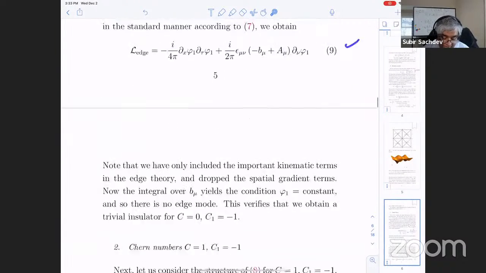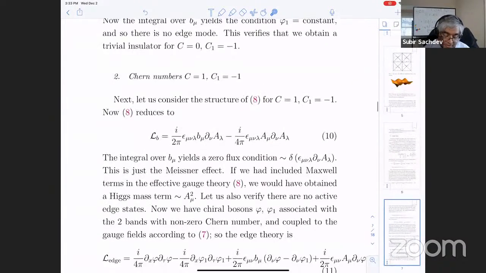So now let's go to the other phase where I have Chern numbers 1 and -1. This is a little more interesting, a little more complicated. And so now we have to see, is this a superfluid?